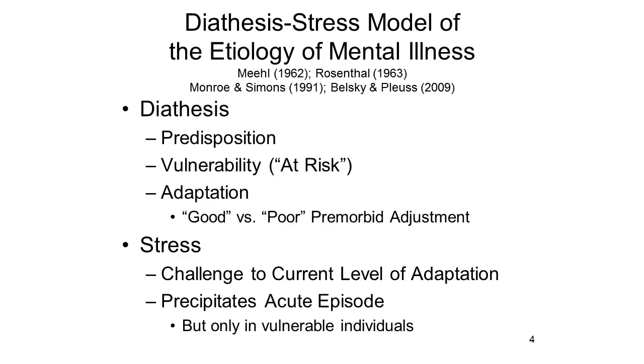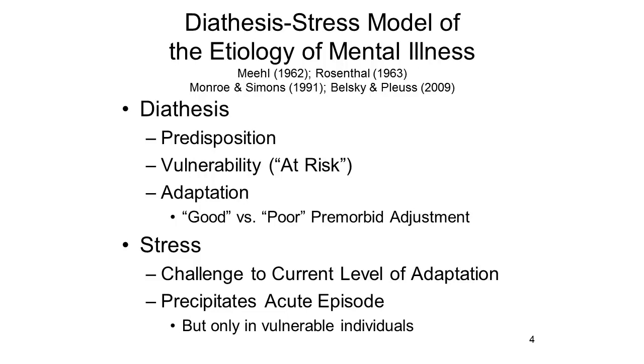The interaction of diathesis and stress precipitates an acute episode of mental illness, what used to be called, in common parlance, a nervous breakdown. Looking backward from that acute episode, we can examine the patient's level of premorbid adjustment, or what is sometimes called premorbid personality. In medicine, the term premorbid refers to the patient's status before he or she became ill, and this is another term that's been carried over from medicine into mental health.